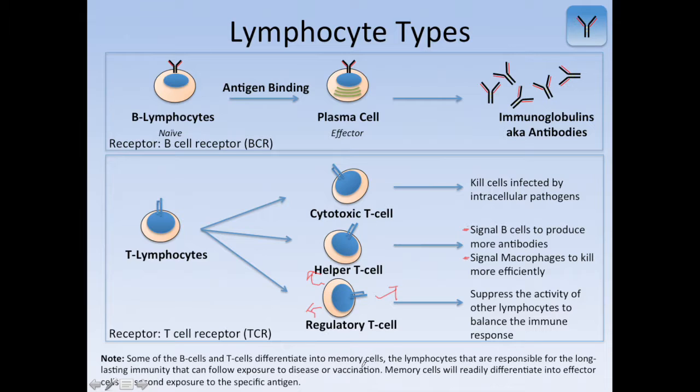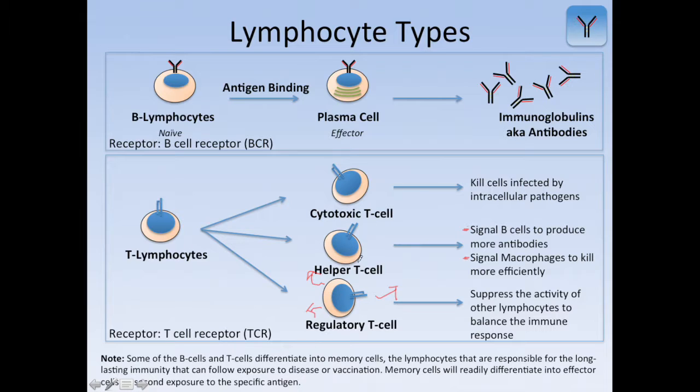One note here is that some of the B cells and T cells differentiate into memory cells. They stick around and stay as what we call memory cells, the lymphocytes that are responsible for the long-lasting immunity that can follow exposure to disease or vaccination. Memory cells would readily differentiate into effector cells upon second exposure to the specific antigen.